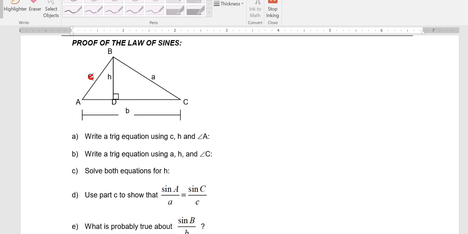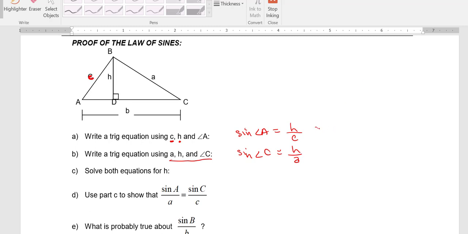Write a trig equation using CH, side C, side H, and angle A. And so that'll be sine of angle A is equal to H over C, opposite over hypotenuse. Now a trig equation using AH and angle C. So the sine of angle C is equal to H over little a.